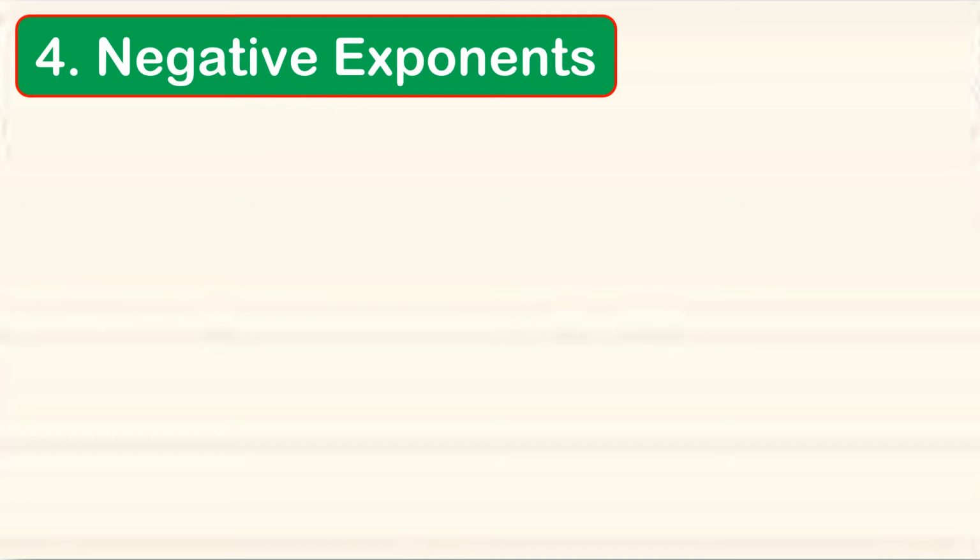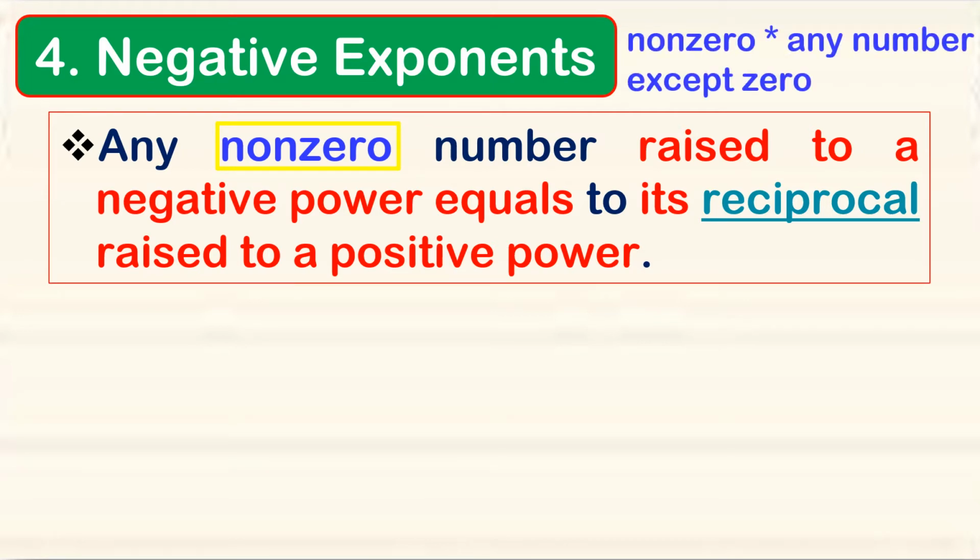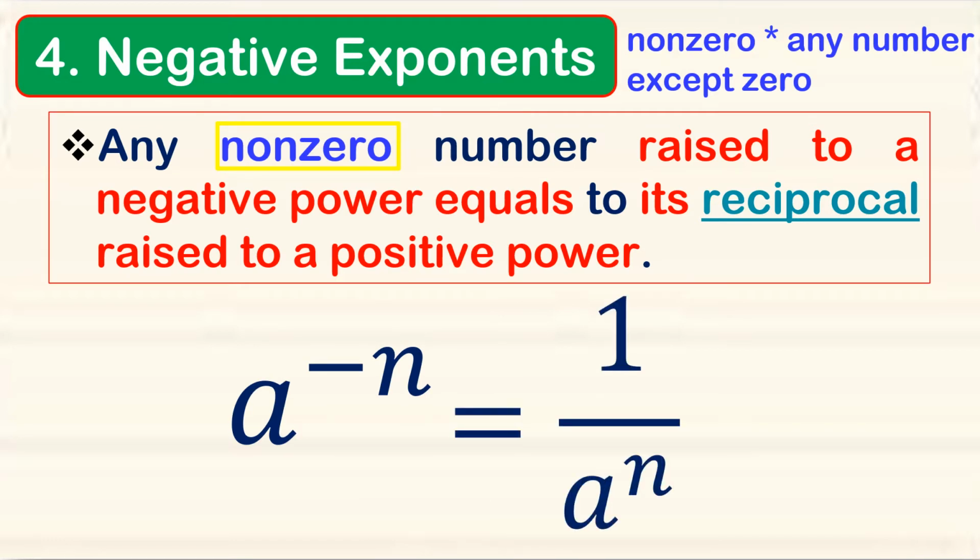So let us have the fourth one, the negative exponents. It states that any non-zero number raised to a negative power equals its reciprocal, raised to a positive power. So if we are talking of non-zero, it is any number except 0. So if we have a to the negative n, just get the reciprocal of a, which is 1 over a, and then take the positive power.